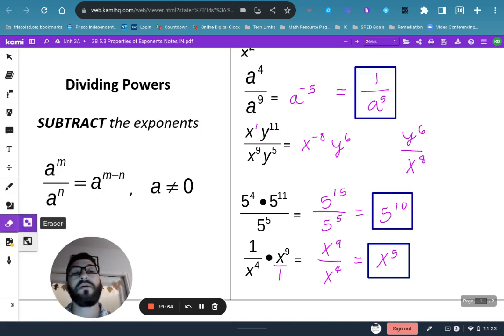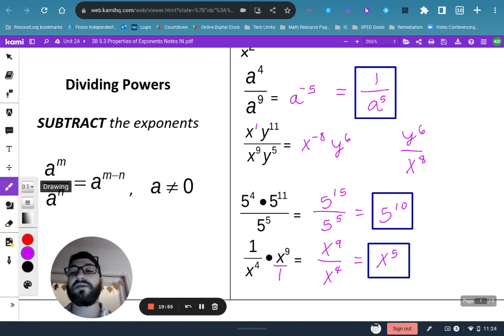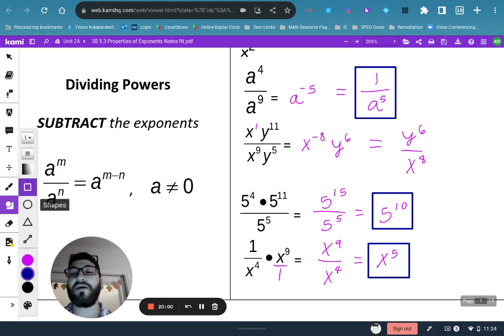And as always, my cursor does not want to play nice. All right.